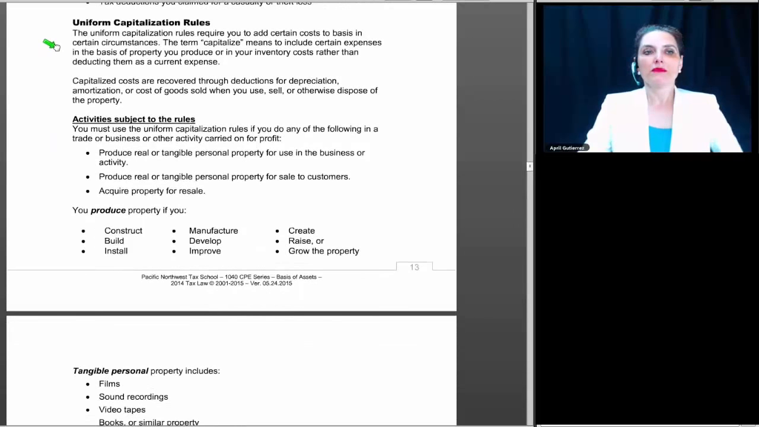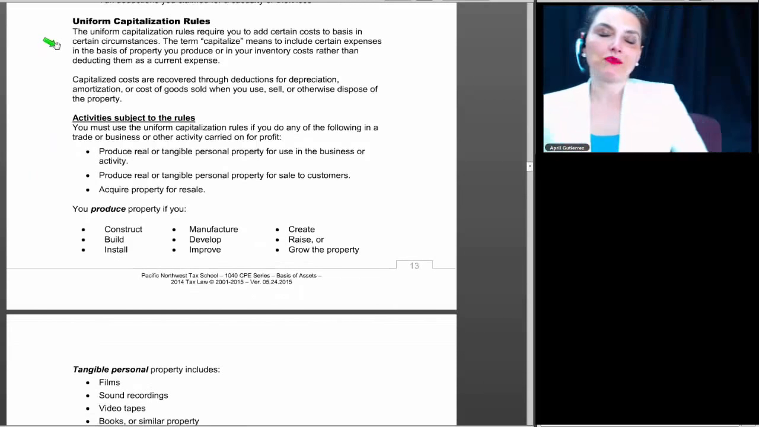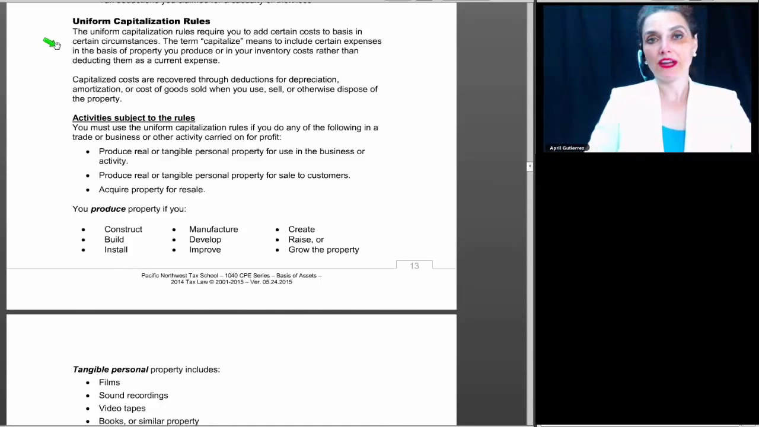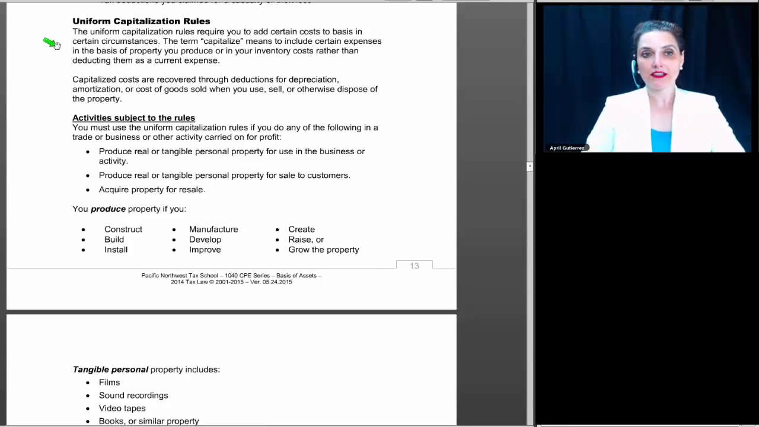All right, so let's move on now to the Uniform Capitalization Rules. This is not a course on the Uniform Capitalization Rules. It is possible we're going to publish one late this year, but for now we're just going to cover some basics that you need to understand about Uniform Capitalization Rules. It's a complex topic, and I'm just going to be touching on it briefly.